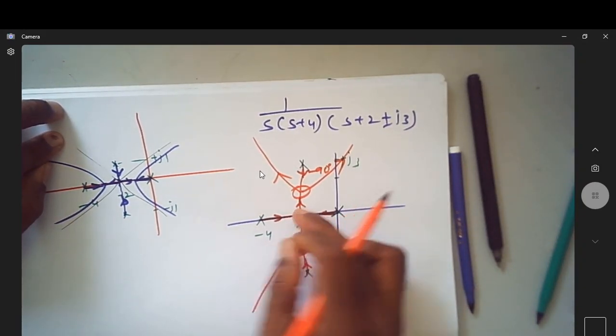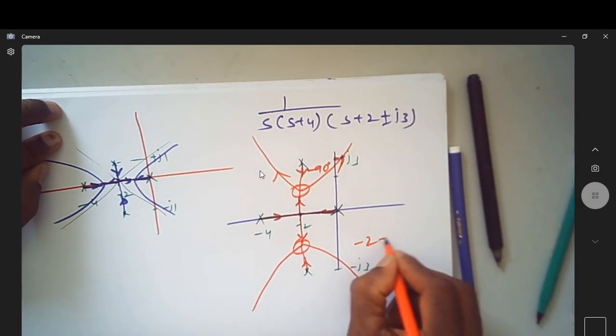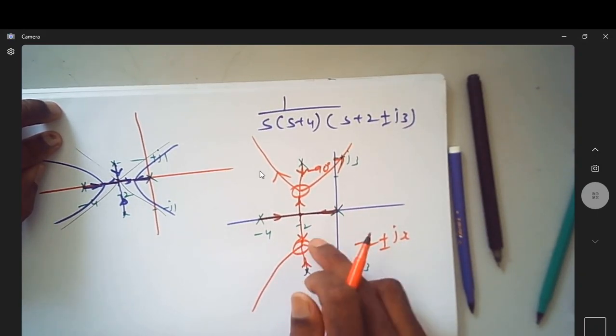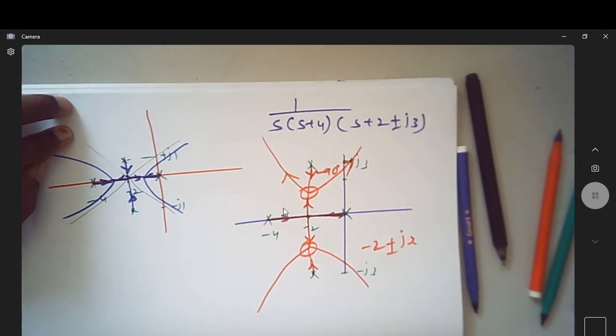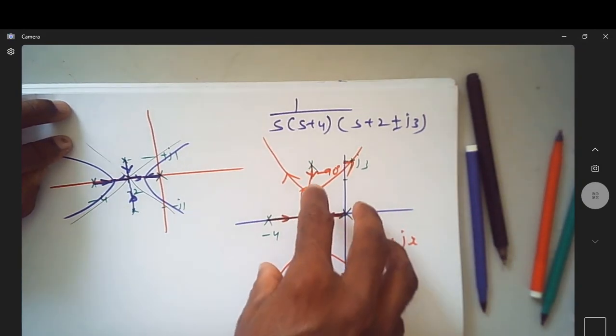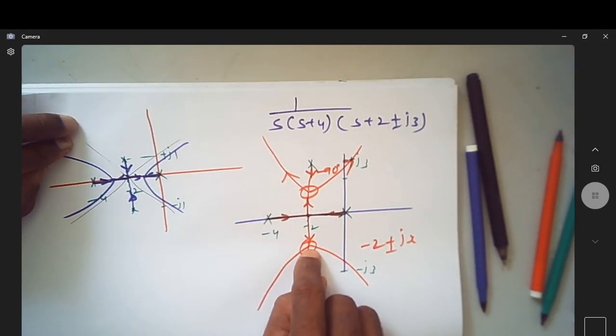So this is how the breakaway point is now complex. One is minus 2, other two will be minus 2 plus or minus some jx. That x is maybe halfway somewhere here, so you can find that out using dk by ds. So this is a special case where you have a breakaway point which is complex in nature.